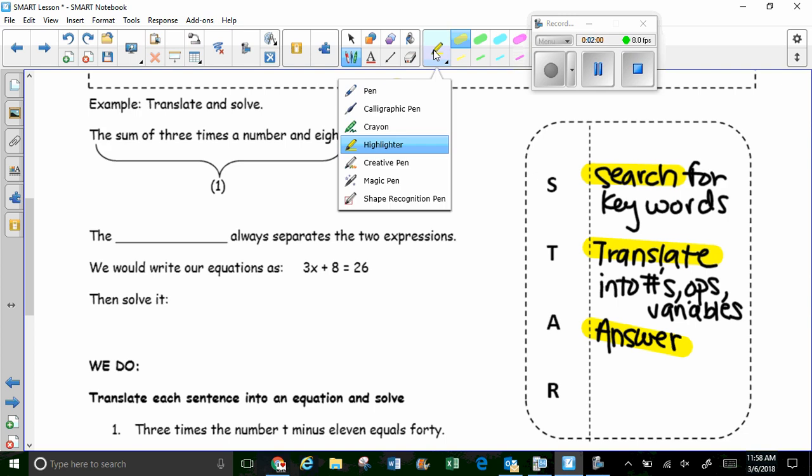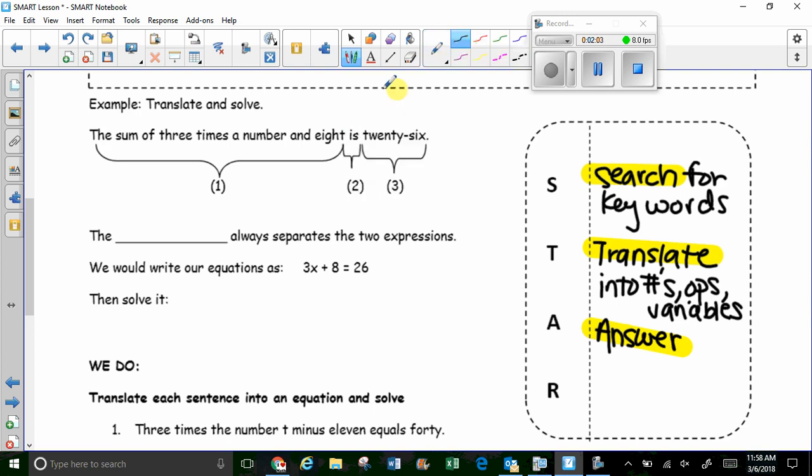And a lot of people stop at that step. There's actually one more step, and that's the review step. So make sure that you've actually answered the question that was asked. So search, translate, answer, and review.